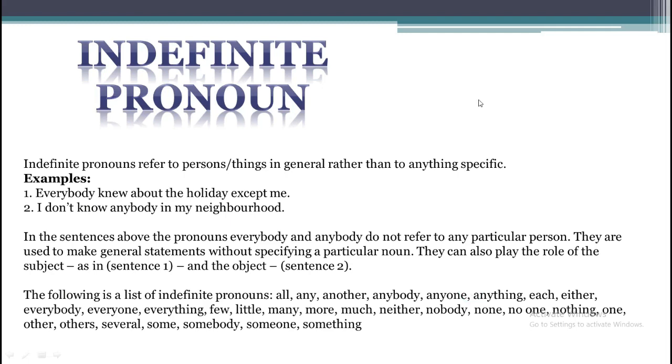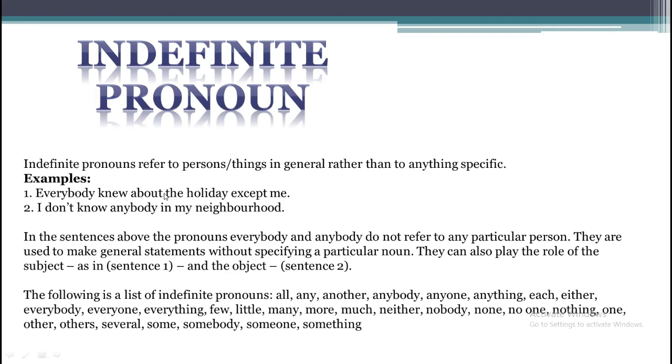Moving on to the next type, we have indefinite pronoun. As the name suggests, something which is not definite, which is not fixed. So indefinite pronouns refer to persons or things in general. We are talking about it generally. We are not particularly pointing out this person, this thing or that thing. We are referring to them in general rather than any specific thing.